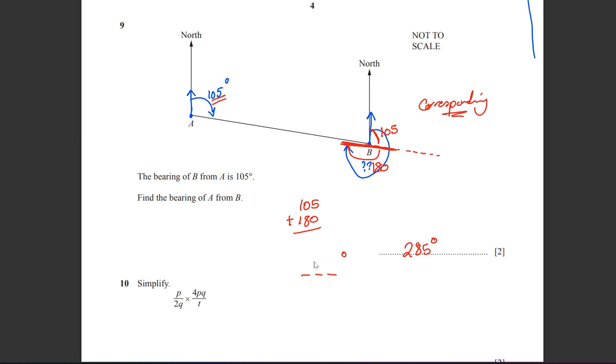A note here, an important note, is that the bearing should be written in 3 digits and the degree symbol. For example, if the answer was 45 for another question, what should I write in the 3-digit places? I should write 0, 4, 5. So it should be 3 digits. If the angle is 2 digits, put 0 in the beginning.